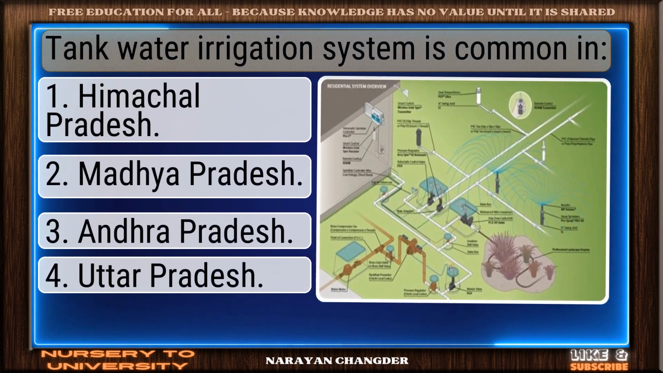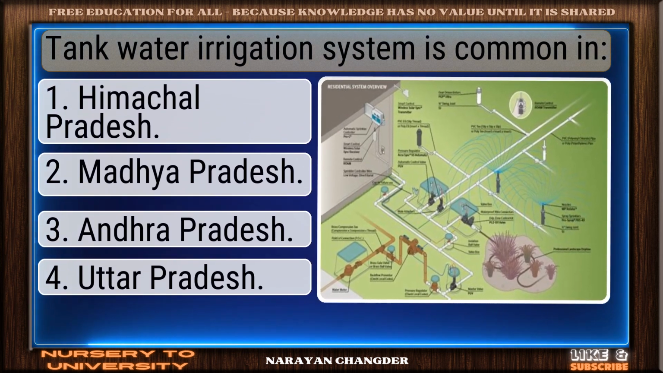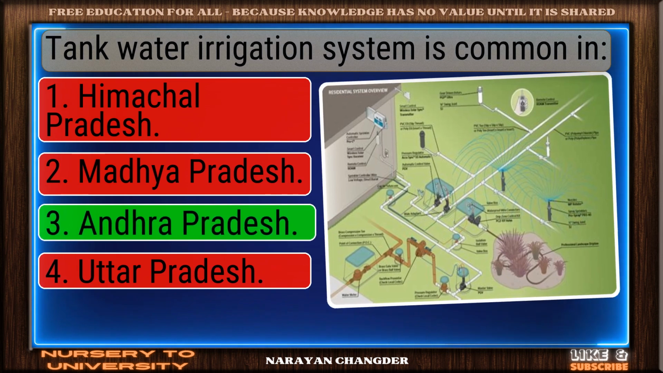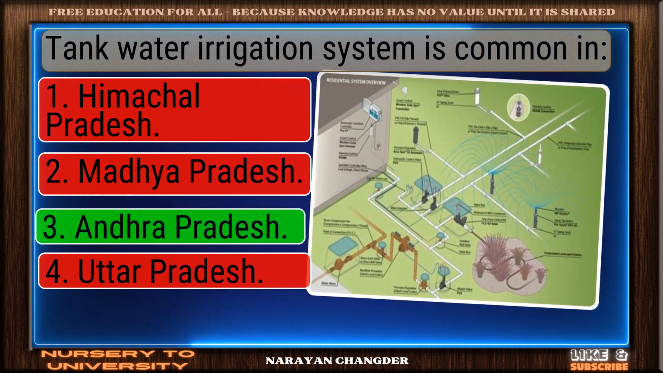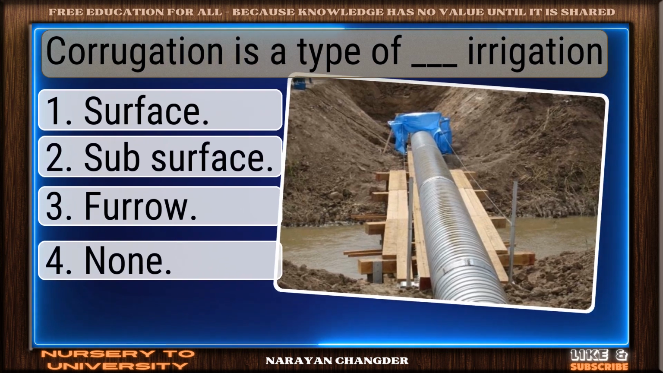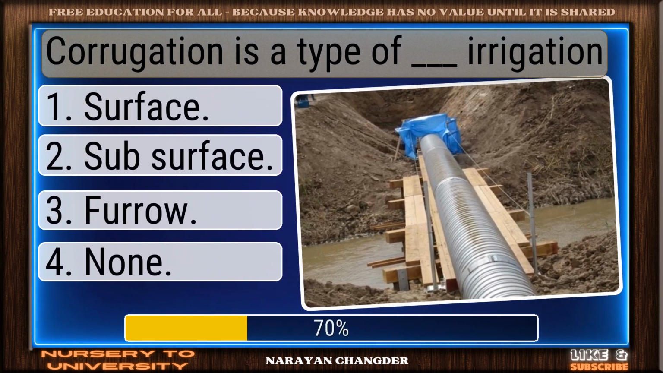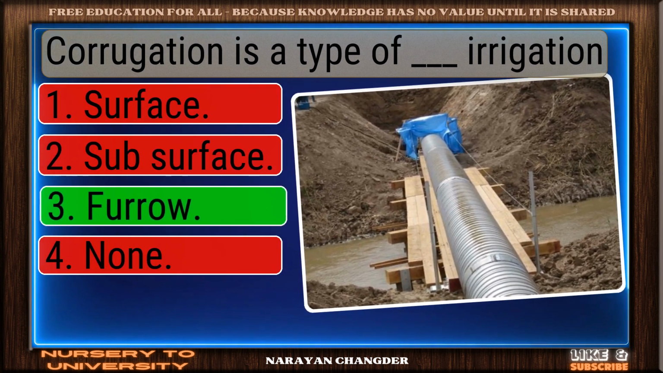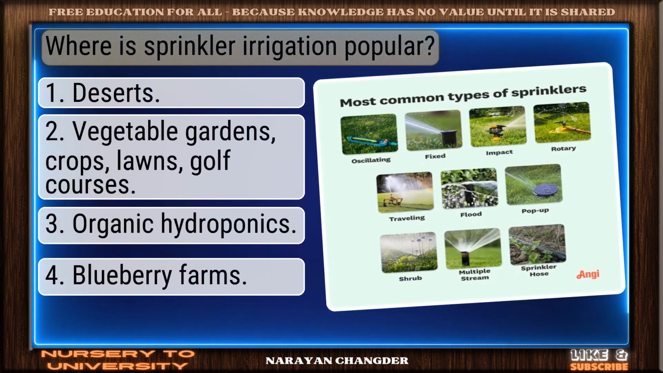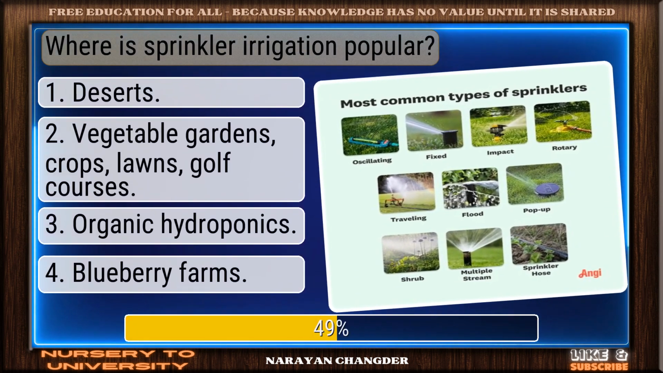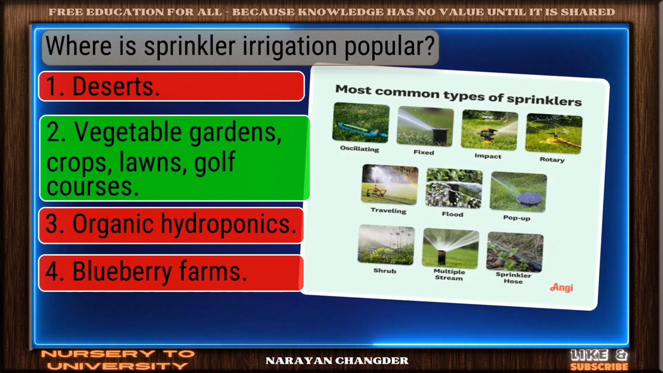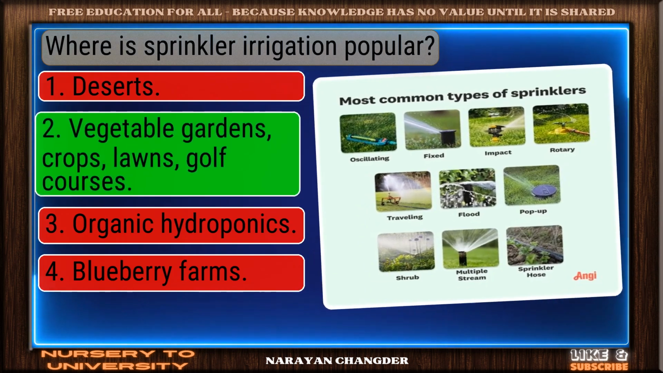Tank water irrigation system is common in? Great job. Andhra Pradesh is the accurate answer. Corrugation is a type of dash irrigation. Good job. Your answer furrow works well here. Where is sprinkler irrigation popular? Bravo. Vegetable gardens, crops, lawns, golf courses is the answer.